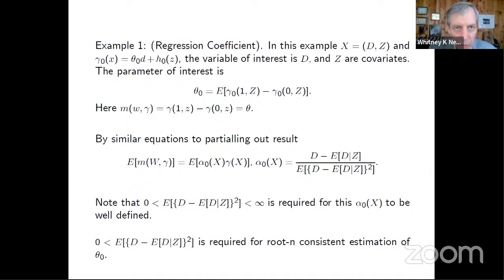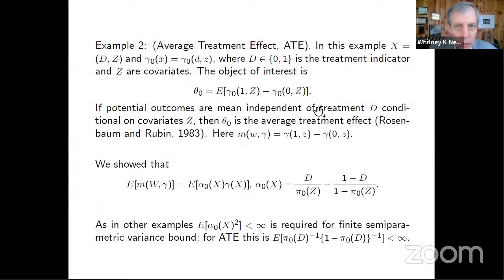Okay, example two is the average treatment effect. In this example, X is (D, Z) and gamma naught is anything now. We're not restricting this to have this linear in D form. And D is the treatment indicator.